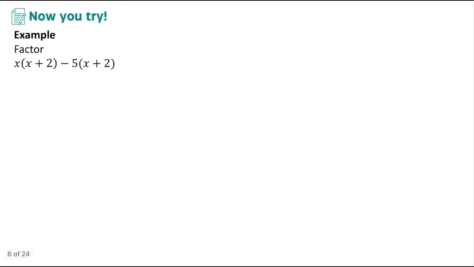So now you can go ahead and pause the video and try doing this example on your own. So notice here we have a common binomial factor of x plus 2, and then we just write the terms that remain, the x minus 5. So the factored form will be x plus 2 times x minus 5.